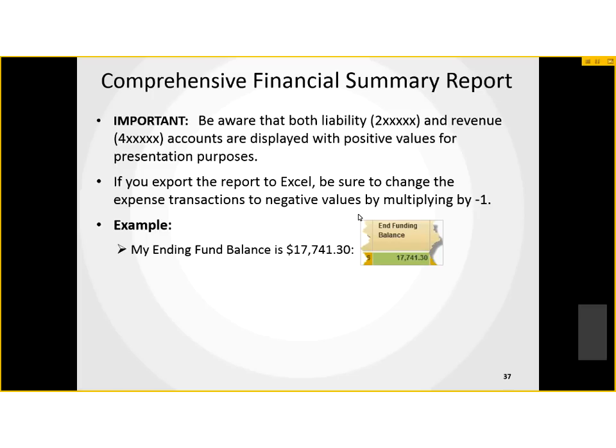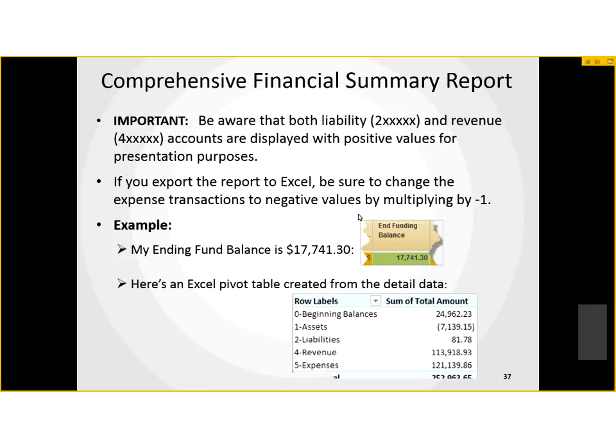If you look at this report, your ending fund balance is $17,741.30. Now, I export all those details into Excel and create a pivot table. I look at my pivot table, and there's my beginning balance, assets, liabilities, revenue, expense. I can tie every number there back to what I saw on the previous screen. But then I look at that grand total, and I might be tempted to think that's my ending fund balance, but it is not. That's just a total of all of those lines. It doesn't really mean anything, so you can disregard that total.